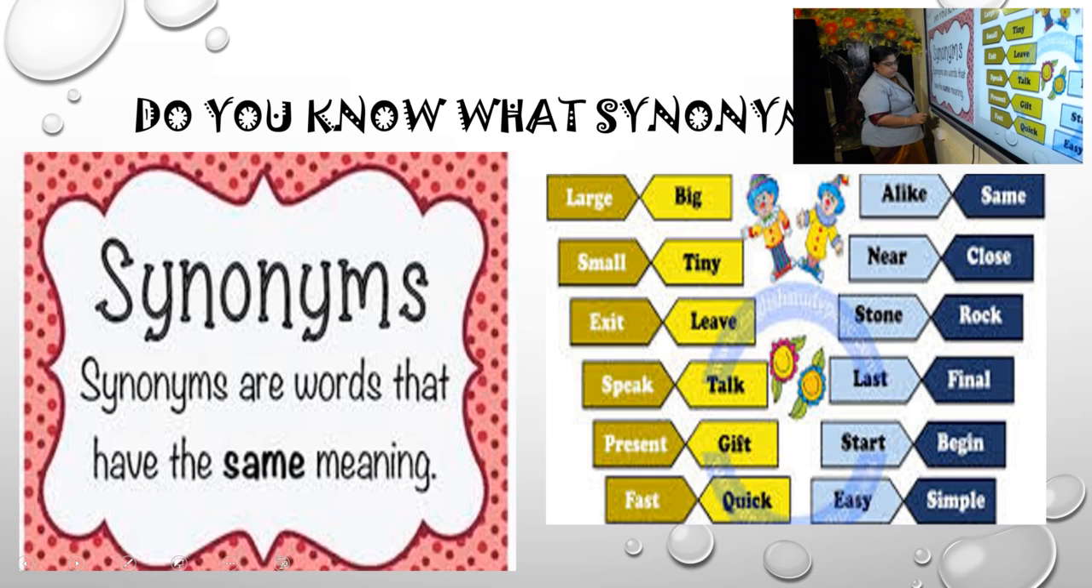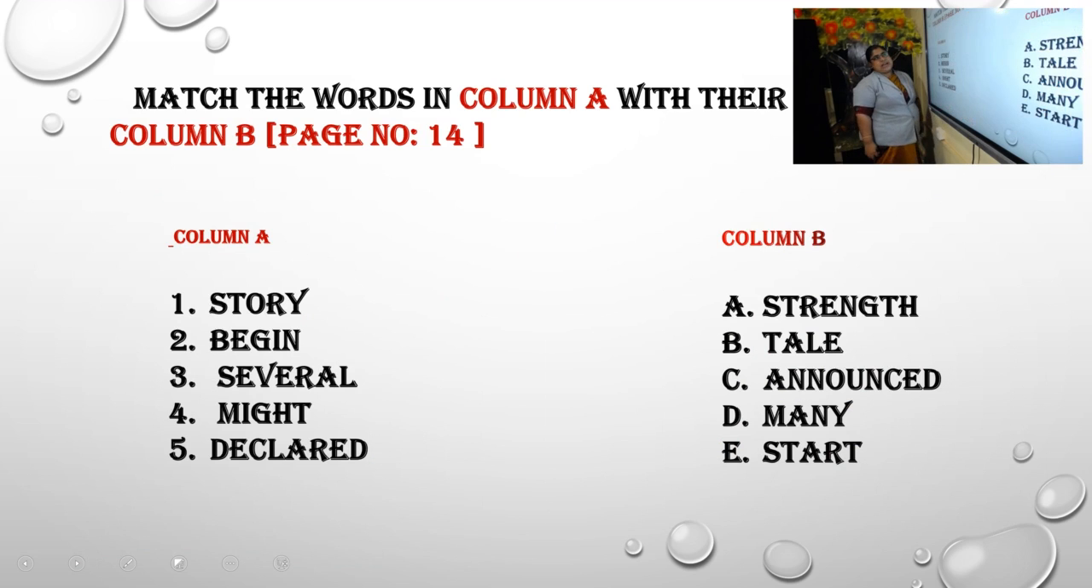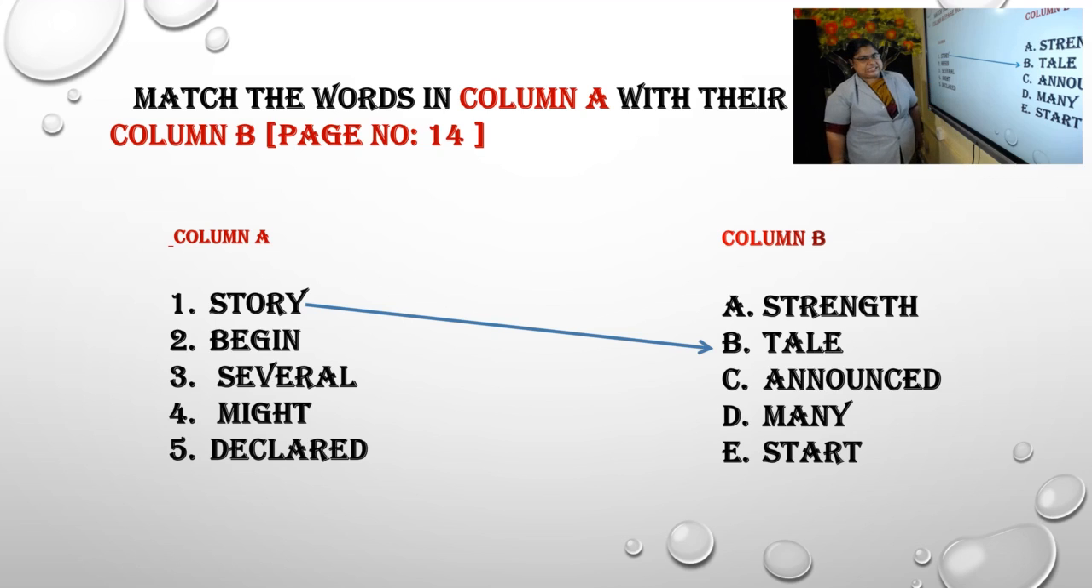So I think it's easy for you to do our next textual exercise. Match the words in column A with their meaning in column B. You can see this on page number 40. Are all of you ready? You can draw lines towards the correct answers. Look at the first one, story. A word with the same meaning is in column B. What's that? Yes, it is tale. So, story means tale. Begin. Another word on that side with the same meaning. Yes, start.